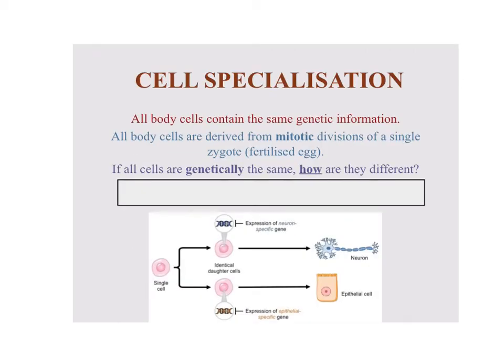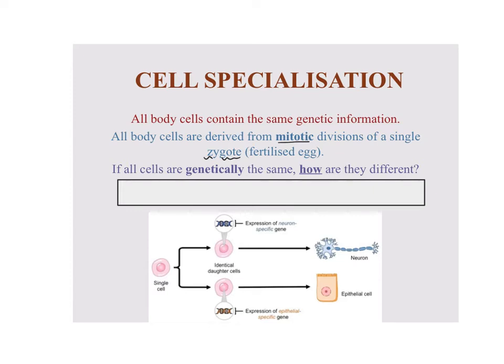In terms of our cells, all of our body cells have got all of the same genetic information. Each of our cells has got exactly the same 46 chromosomes in 23 pairs. This is because all of our cells come from the same mitotic divisions of a single fertilised egg, which we're now going to call a zygote. When a sperm and an egg come together, that fertilised egg is the thing that develops into the fetus and then the baby.